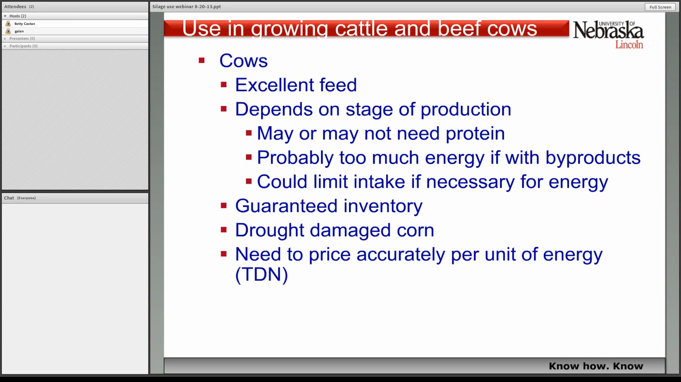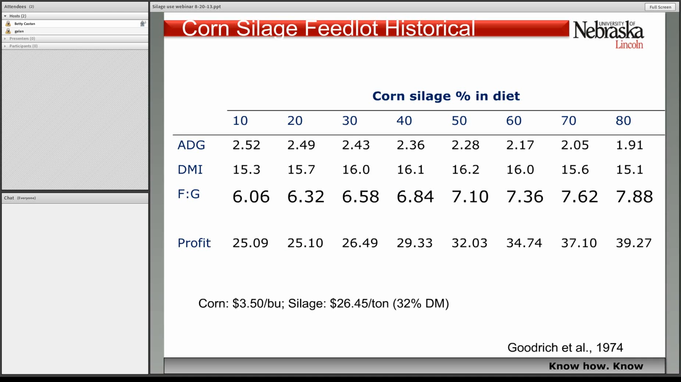The nice thing about silage, especially in cow situations, is that you have guaranteed inventory of feed, and so you have a pretty well guaranteed source of forage, because year in, year out, we're going to get corn production. It's just a question of how much grain's produced. Again, I mentioned this, that drought-damaged corn acres then might be a real fit for this for cows and put up as silage. And we need to price these accurately, as I've described at the beginning and last week, and then price that per unit of energy. So you need to have a TDN content of that silage.